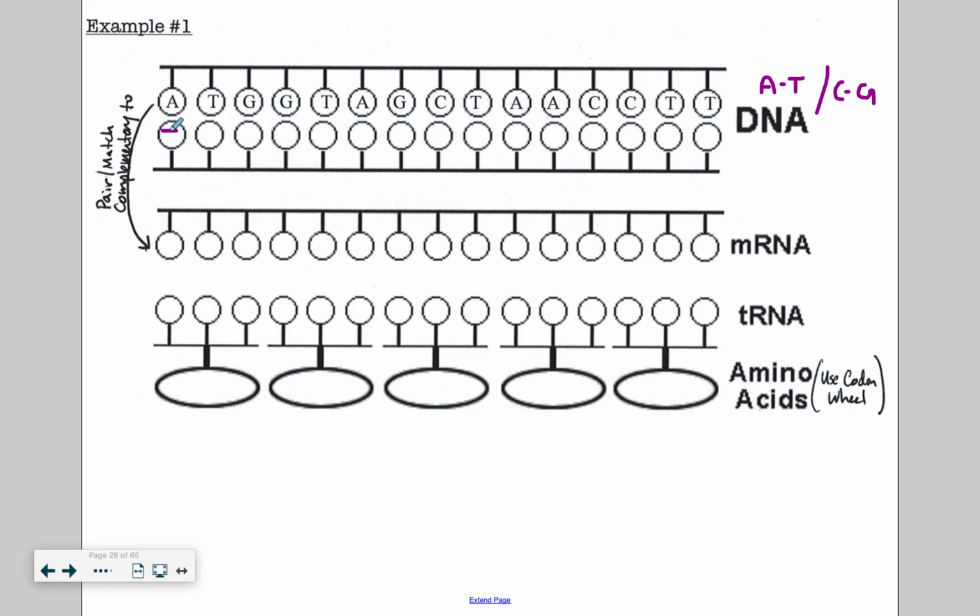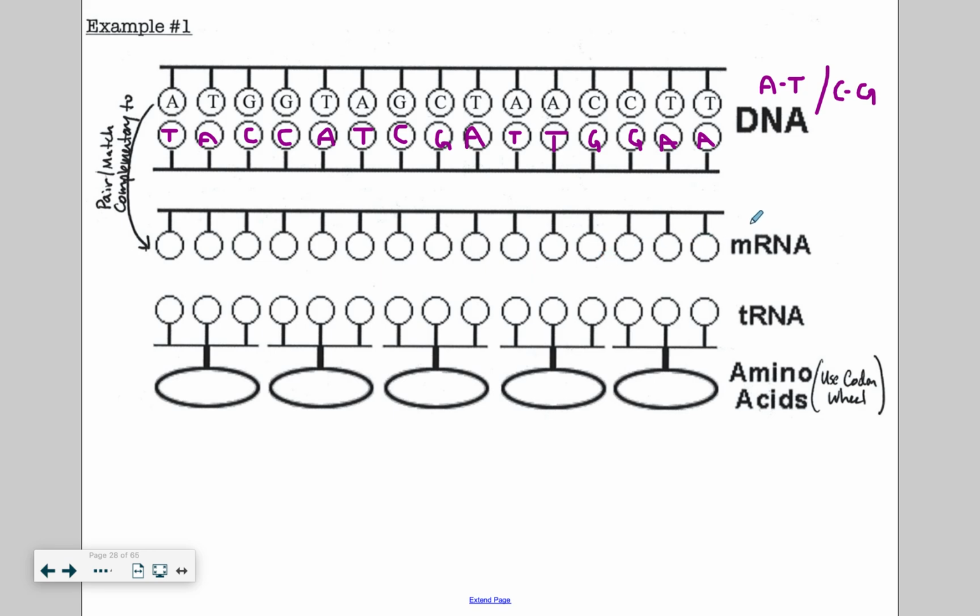So A pairs with T, T pairs with A, C pairs with G, sorry, G pairs with C, T pairs with A, A pairs with T, G pairs with C, C pairs with G, T pairs with A, A pairs with T, A pairs with T, and we have G, G, and A. All right, we just figured out the other half of our DNA. Now we're going to make mRNA.